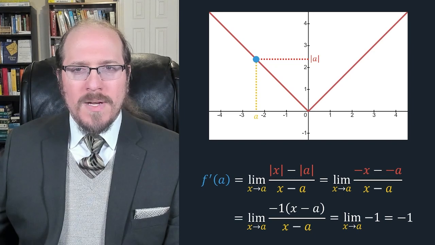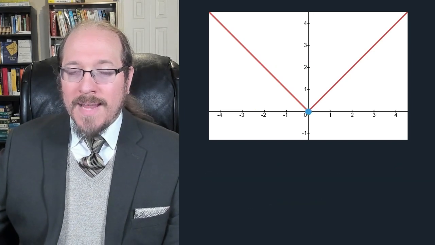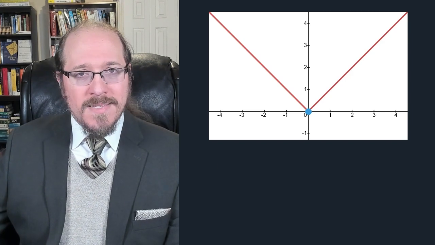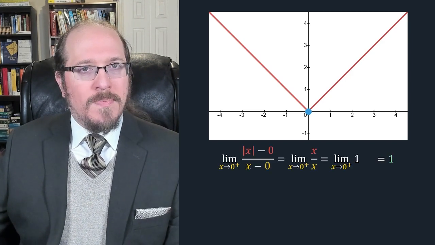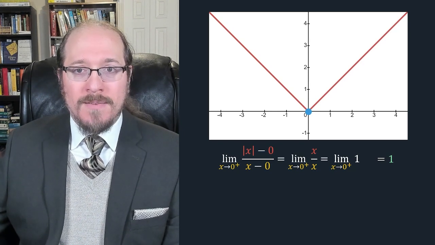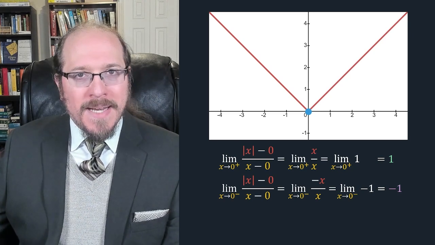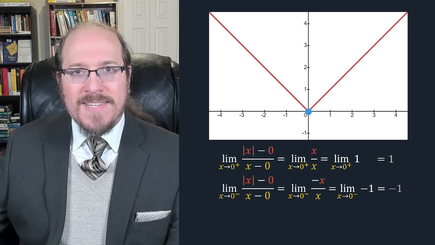The left half of the graph is a line with a slope of -1. Okay, but what if our stationary point is at exactly 0? Now we've got a problem. If x is to the right of 0, then the slope is always going to be 1. So the right-hand limit of our slope is 1. But if x is to the left of 0, the slope will always be -1. So that's the left-hand limit.